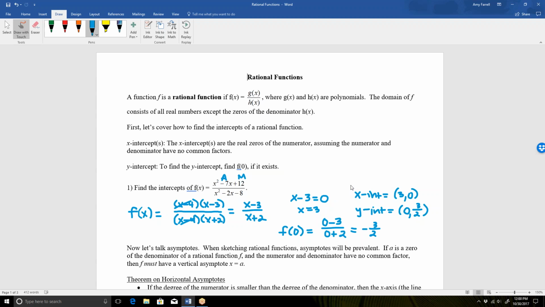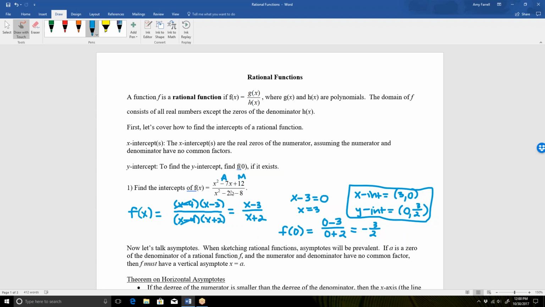Now, we'll practice this concept again later, but first I just wanted to discuss how to find the intercepts of a rational function. So that's how we find the intercepts. The x-intercepts are the zeros of the numerator once we reduce the function, and the y-intercept is f of 0. We can plug in 0 for x into the reduced function or the original. Either way, we'll get the correct answer.